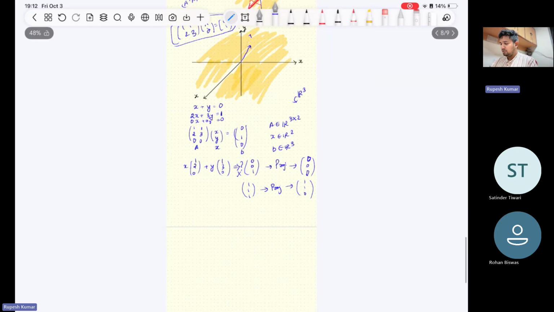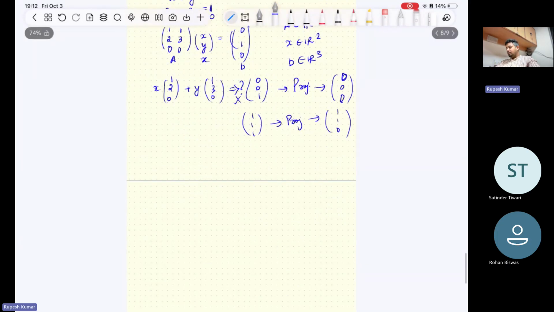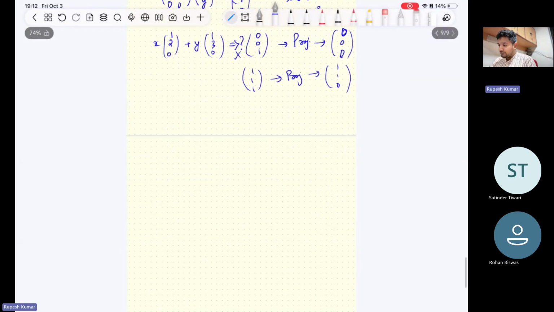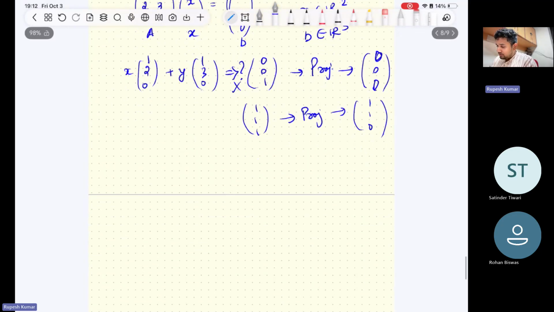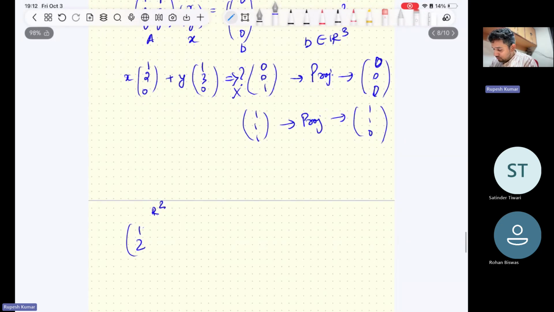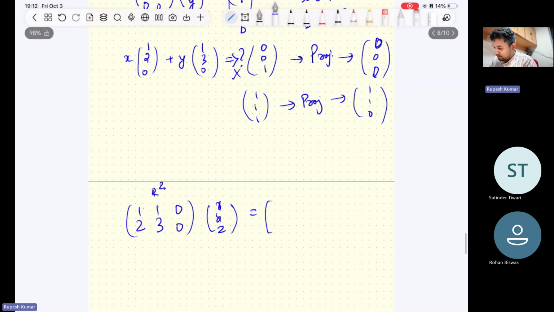Okay, that's it. So this was a simple case for when the matrix is tall. Now, when the matrix is wide, then things change, right? So let's say your matrix was a wide matrix. Let's consider the same example. Instead of R3 space, I am sampling R2 space using three vectors, right? The first vector is 1, 2, 1, 3, and then 0, 0. And then x, y, z equals some b, right?